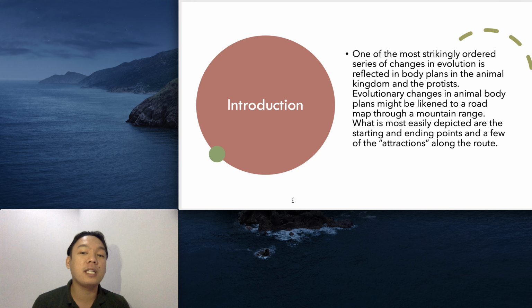These evolutionary changes in animal body plans might be likened to a road map through a mountain range. What is most easily depicted are the starting and ending points, a few of the attractions along the road. At the top of the mountain, you will see the diversity and sophisticated body plans of these animals, whereas in the lowland, they are more easily depicted and have the most basic and simple body plans as we go ahead with this discussion.